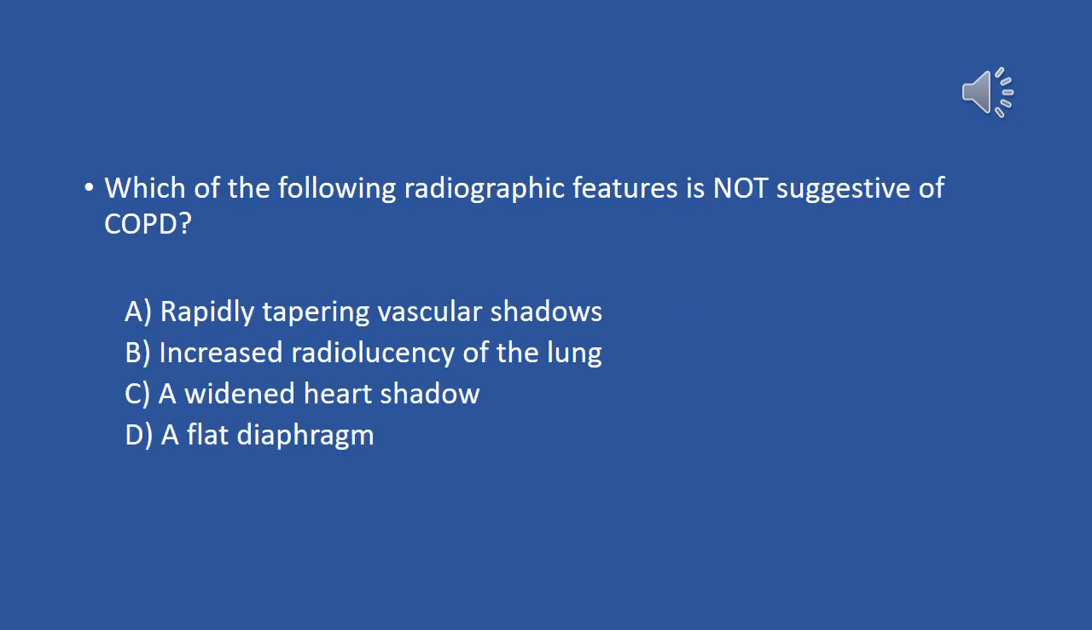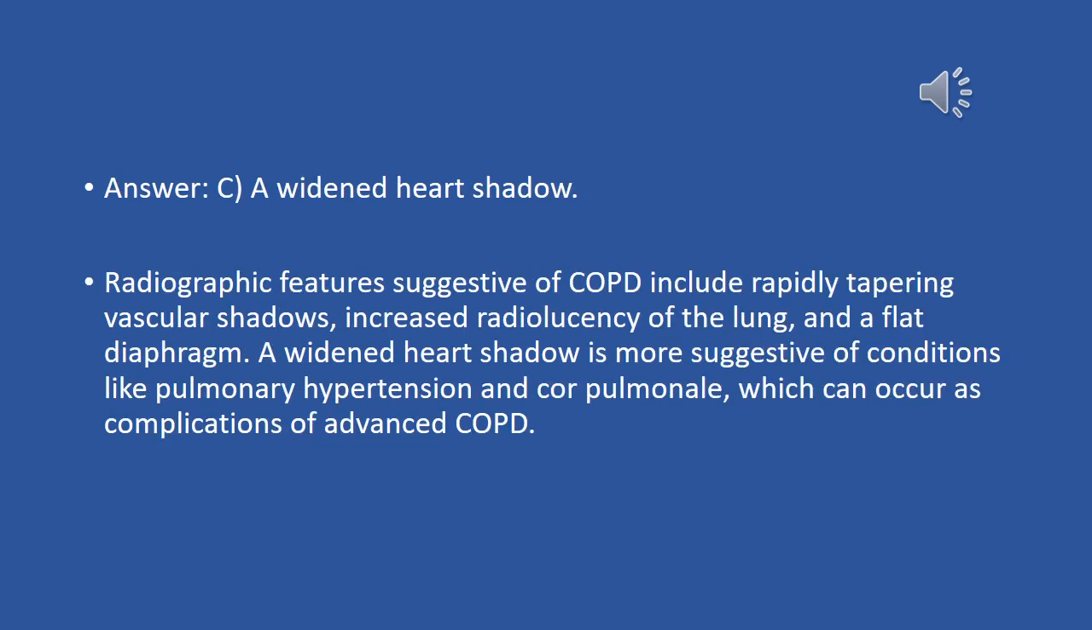Which of the following radiographic features is not suggestive of COPD? A. Rapidly tapering vascular shadows. B. Increased radiolucency of the lung. C. A widened heart shadow. D. A flat diaphragm. Answer: C. A widened heart shadow. Radiographic features suggestive of COPD include rapidly tapering vascular shadows, increased radiolucency of the lung, and a flat diaphragm. A widened heart shadow is more suggestive of conditions like pulmonary hypertension and cor pulmonale, which can occur as complications of advanced COPD.